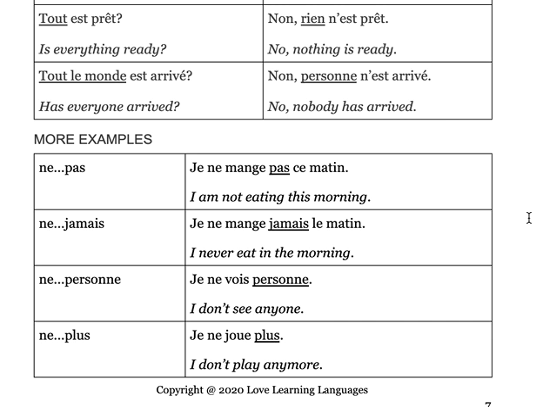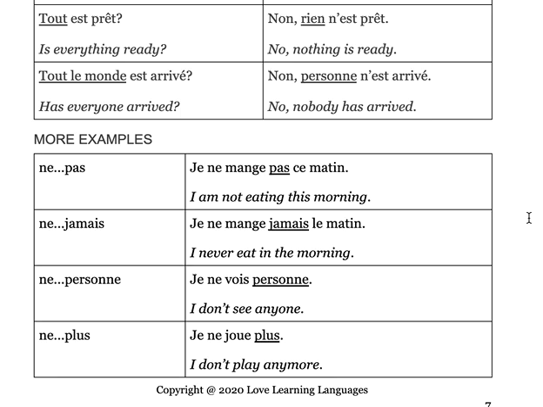D'accord? Alors, tout le monde est arrivé? Here's another perfect example. Everyone has arrived, but we would really say, has everyone arrived, right? Using it as a subject. Non, personne n'est arrivé. D'accord? Using personne as a subject.